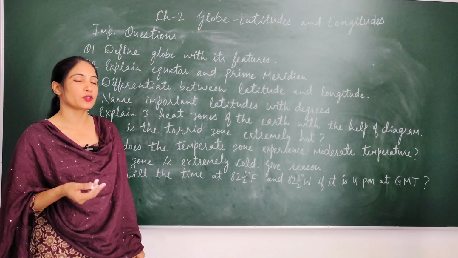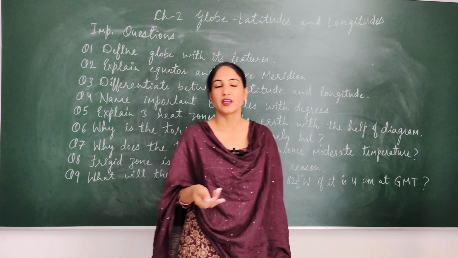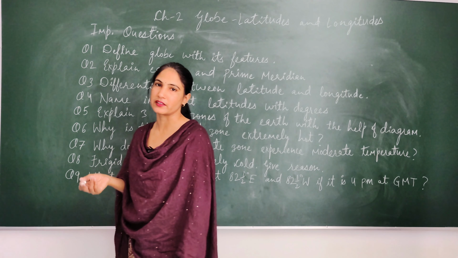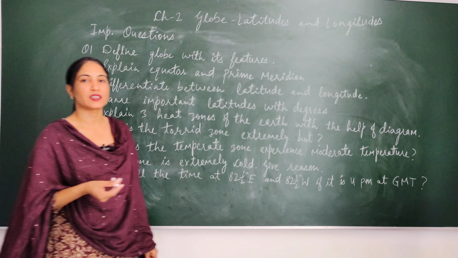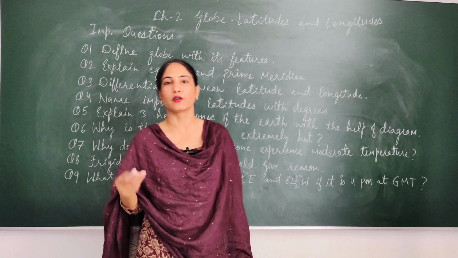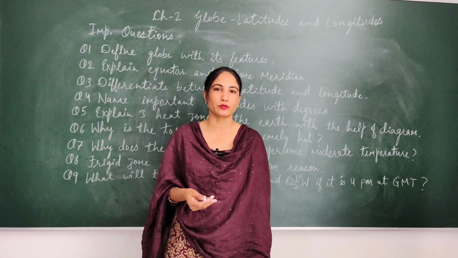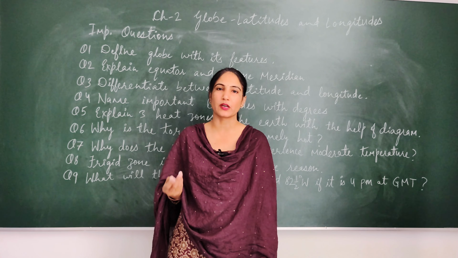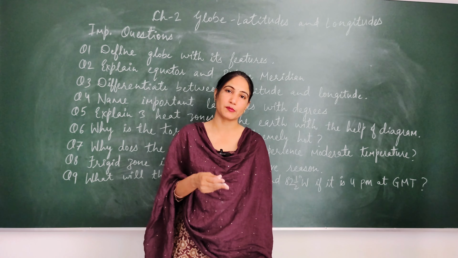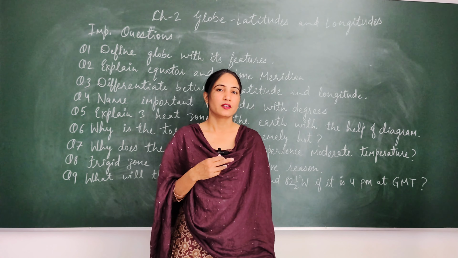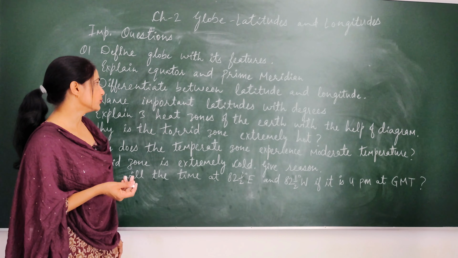Next point about the latitude. Important latitudes are Tropic of Cancer, Tropic of Capricorn, Equator, Arctic Circle and Antarctic Circle. And next point is about longitude. Longitudes are the imaginary vertical lines that are running from North Pole to South Pole. These are indicated by the letter E or W because prime meridian is dividing the earth into two hemispheres, eastern and western hemisphere. For eastern hemisphere we use E, and for western hemisphere we use W.